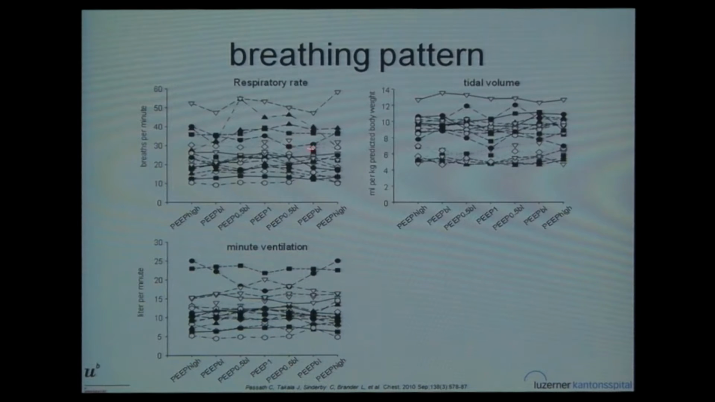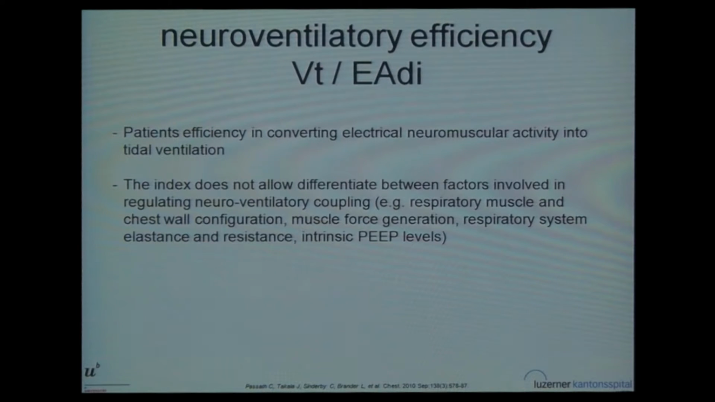In terms of the breathing pattern, it was not only the tidal volume that stayed very stable, but also the respiratory rate, and by the end of the day, the minute ventilation. Again, in this study, we looked at the neuroventilatory efficiency, so this index we talked about yesterday, which is tidal volume over the diaphragmatic EMG. This index reflects the patient's efficiency in converting electrical neuromuscular activity into tidal ventilation. If you generate more tidal volume for the same diaphragmatic EMG, you're just more efficient in generating tidal ventilation.